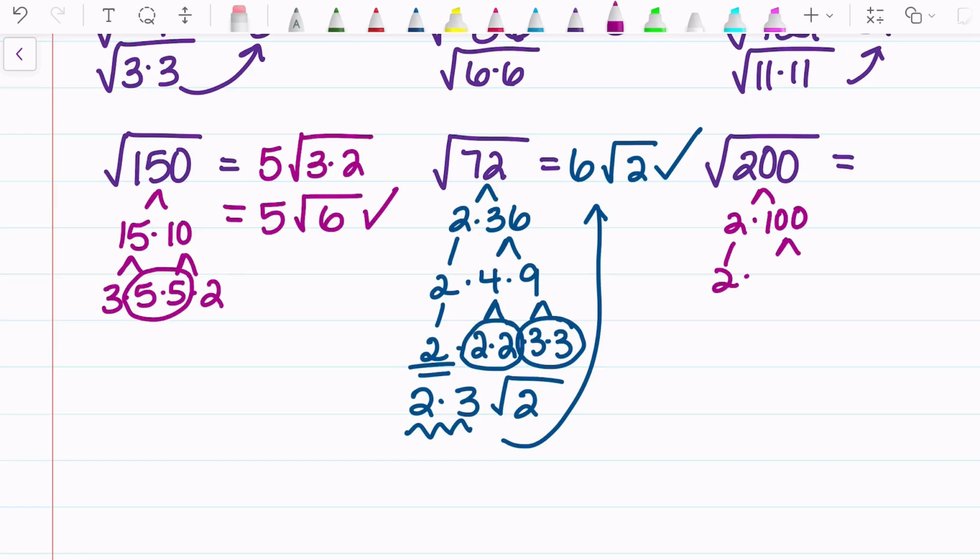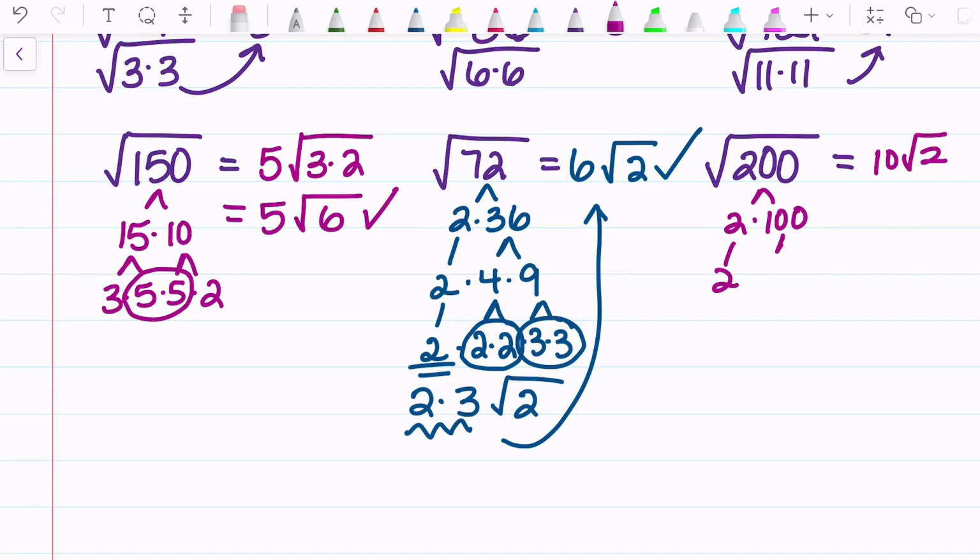100, you could jump to saying 10 times 10 and you'd be done. So I could say, okay, this is 10 times 10. I have a pair of 10s and a 2 left on the inside. Or, again, maybe you did it a different way. You didn't think 10 times 10.